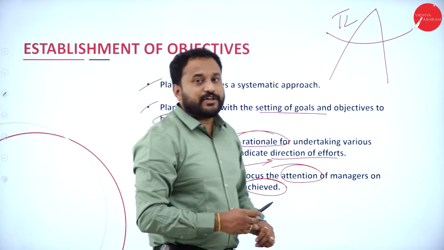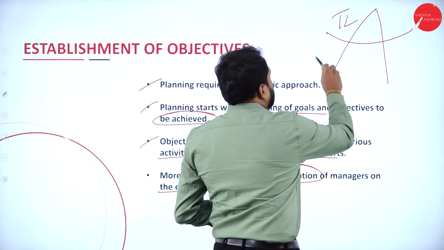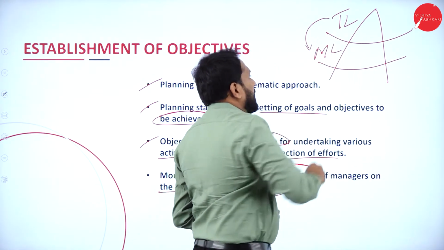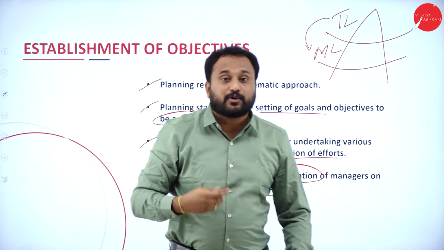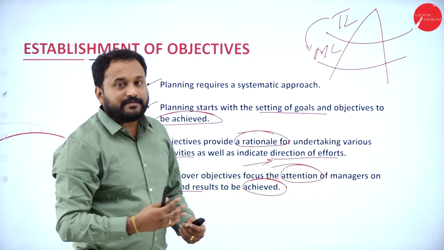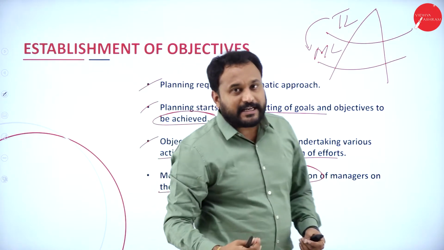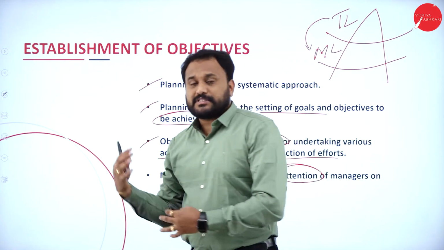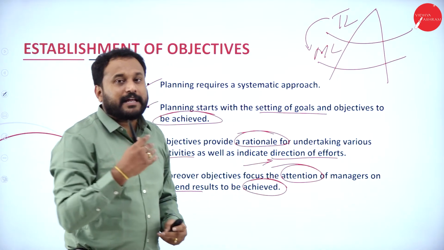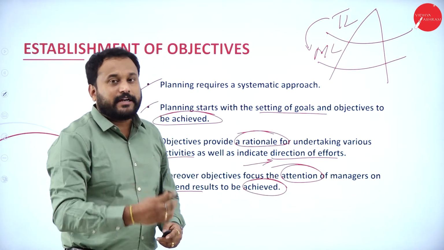So the managers who are in the middle level get this planning from the top level, so they'll understand what they should do, what their role is. You have studied types of plans, and the operational plan is there, right? That operational plan, you are supposed to just think about it. If the setting of objectives is not done, how will the operational plan be executed? So that is how it is helpful.